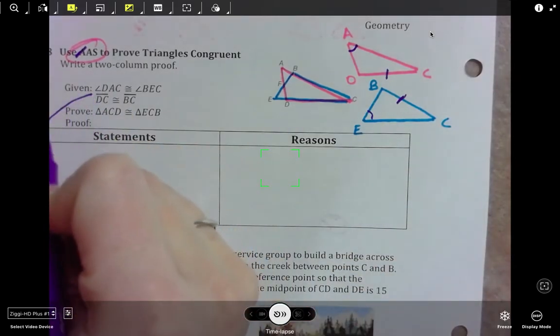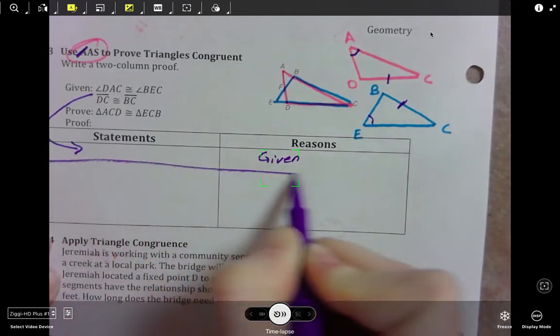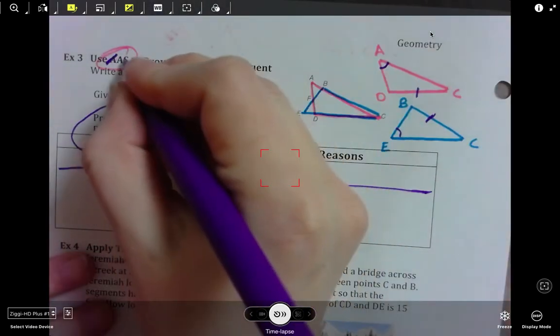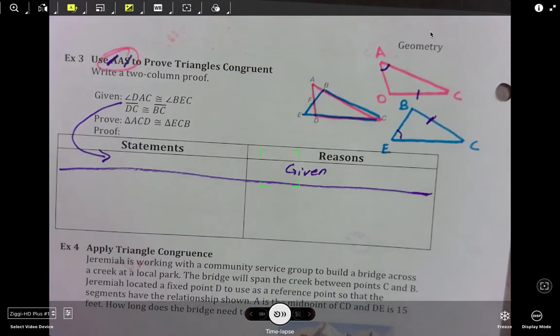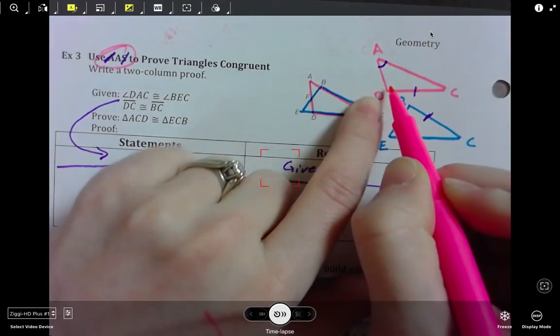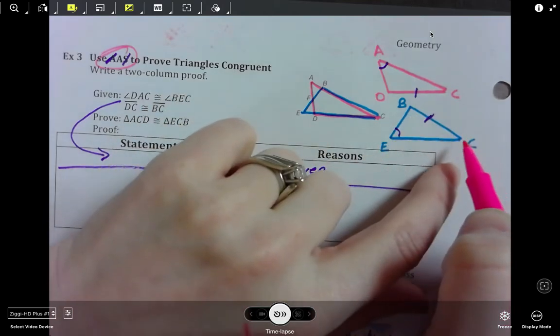Here's what I'm going to do. I'm going to cheat. Given. I'm being lazy here. All right, so given. So I've got an angle and I've got a side. We've got to find another angle that's the same. I only have two other angles that I can use. I can either say that D is the same as B, or that C is the same as C.